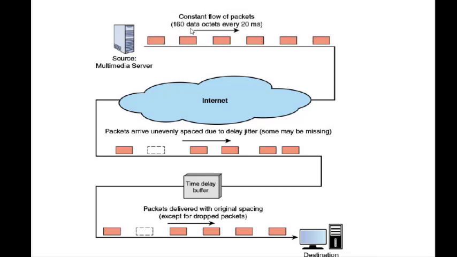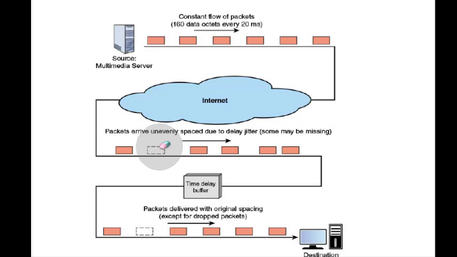The example given is that 160 data octets are sent every 20 milliseconds. But when they pass through the internet, they come out with unequal spacings. Maybe one packet may be lost. Here you can see 6 packets were sent, but the packets have uneven delays. Some packets arrive early, some arrive late. In the sent stream the gaps are constant, but in the received stream they are not constant.